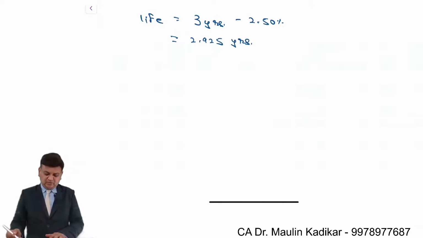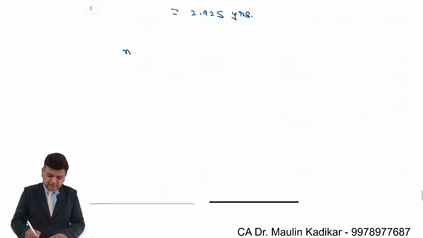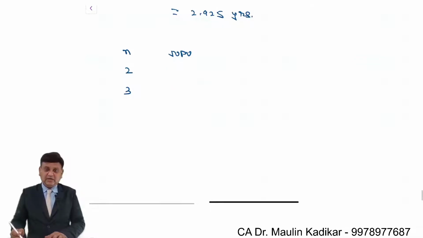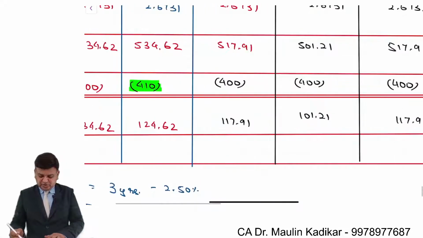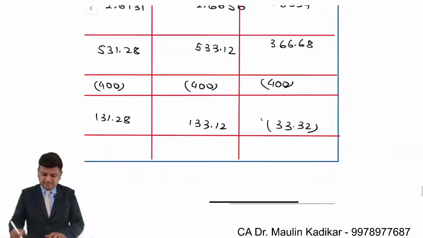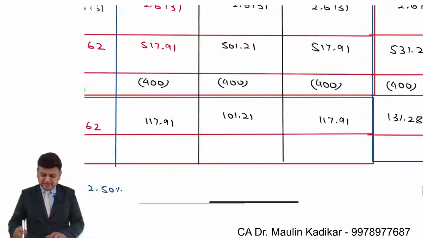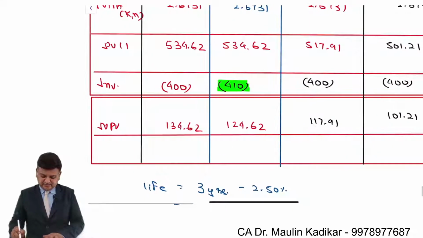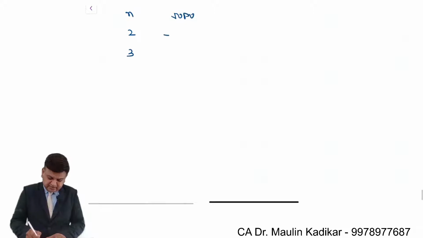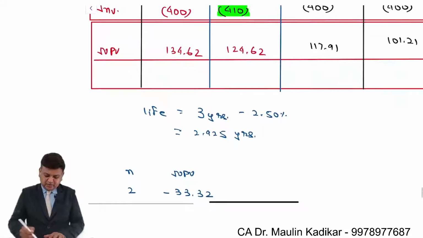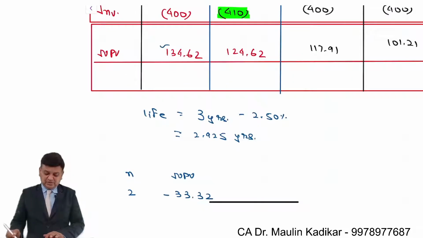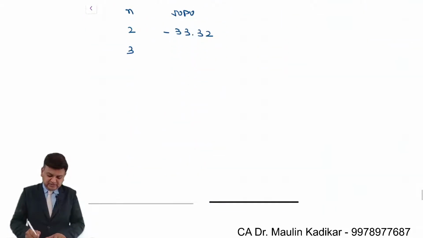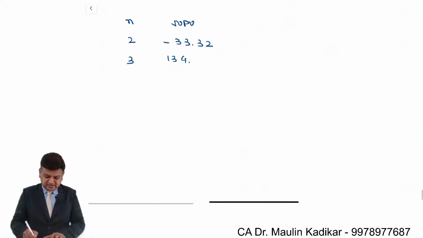So over here we can do working like this. Number of years and NPV. If at all the life of the project reduces just to 2 years, then NPV is negative 33.32 lakhs. For 3 years, the NPV is positive 134.64 lakhs, sorry, 134.62 lakhs. Yes.